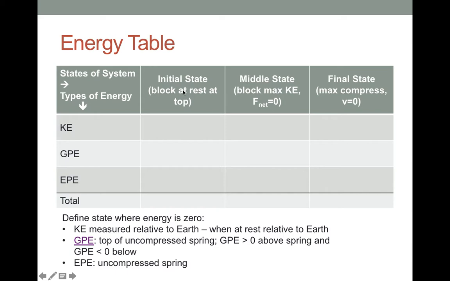We will have three different states. Our initial state, where the block will start at the top of the ramp at rest. Our final state is when the block is again at rest and the spring is compressed. Then we also have a middle state where we're looking for the maximum speed, which will be when the kinetic energy is at its maximum. It also will be when the net force equals zero.